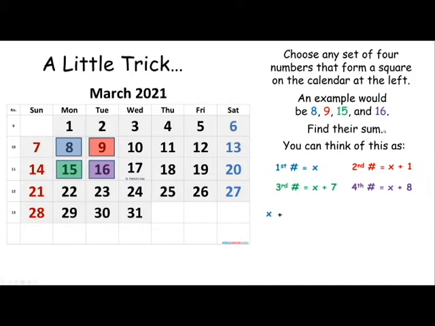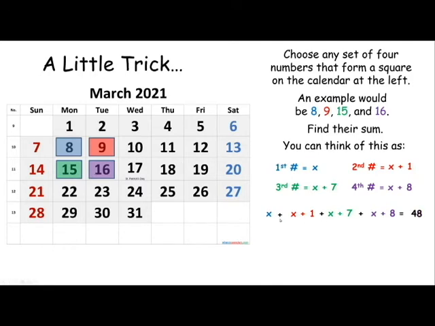So I'm going to take x, add the x plus 1 to it. So there's my first number, there's my second number. I'm going to add the x plus 7. I'm going to add the x plus 8. And the sum, if I were to add this up, is a 48.